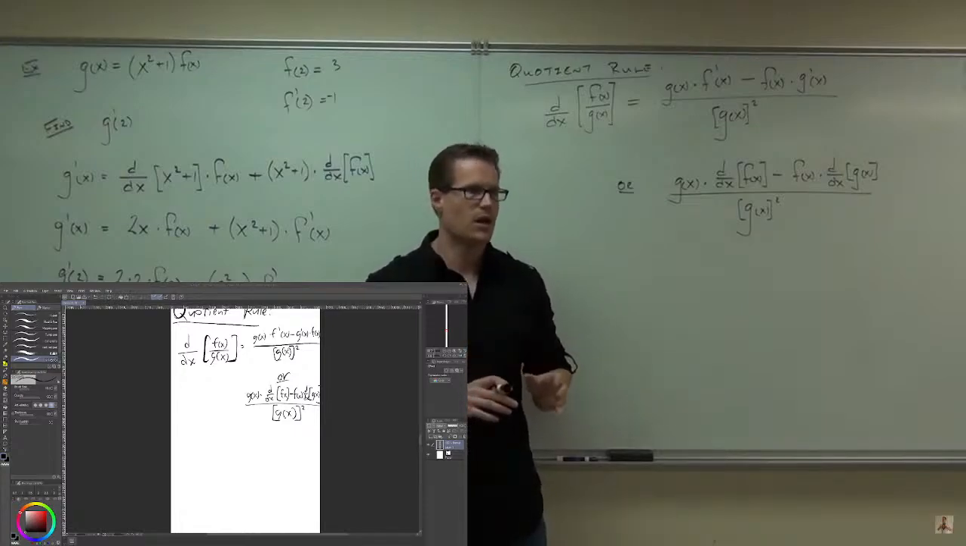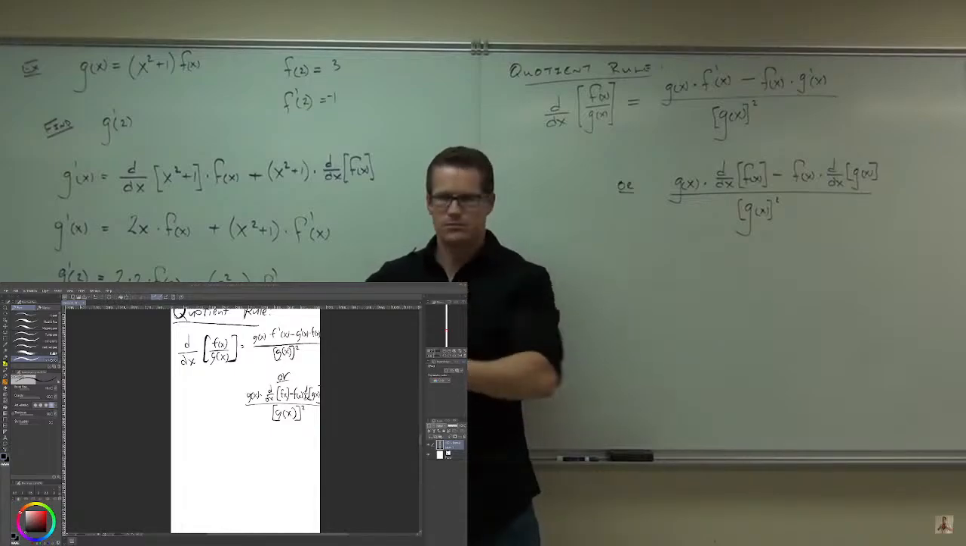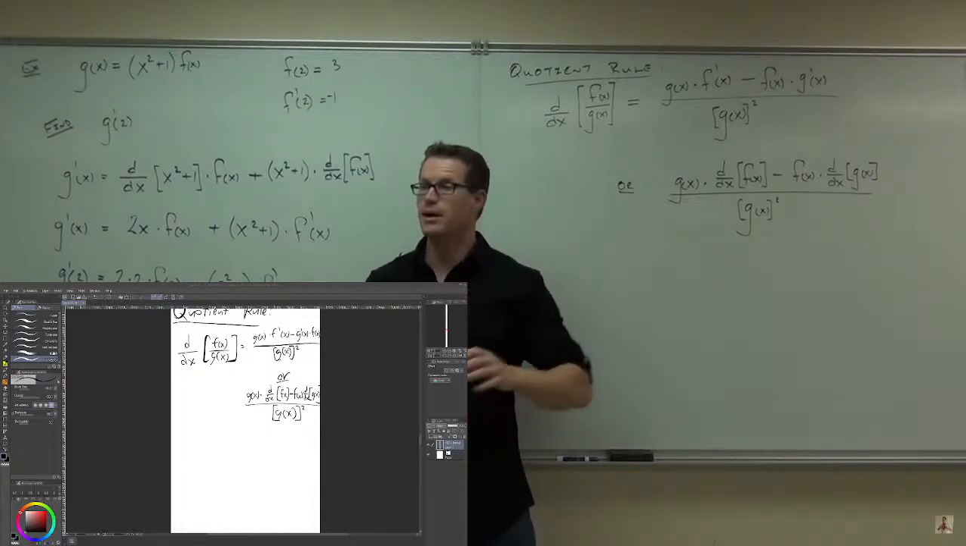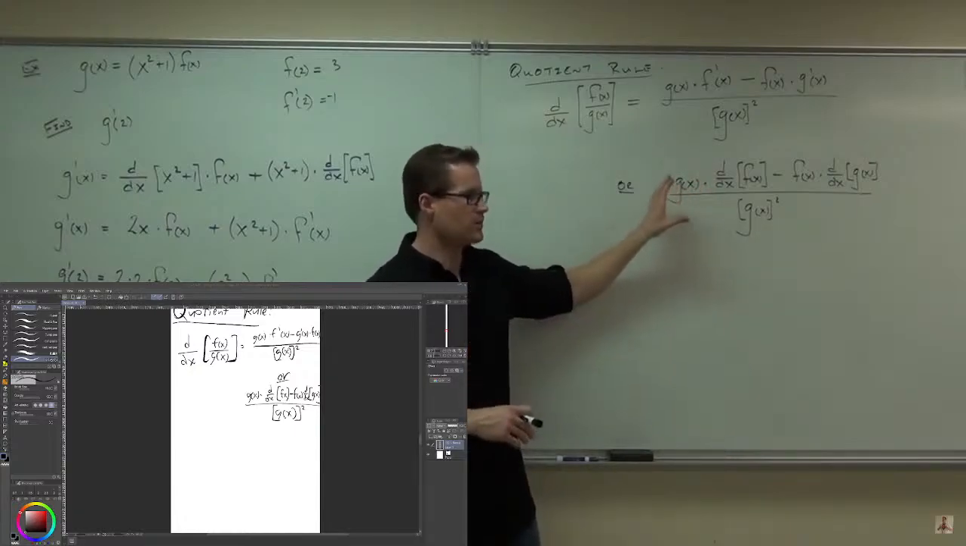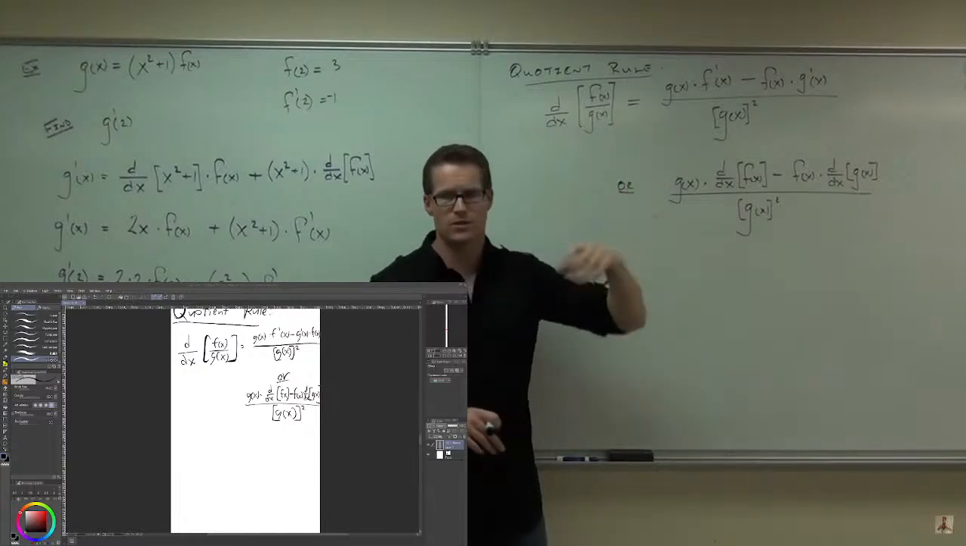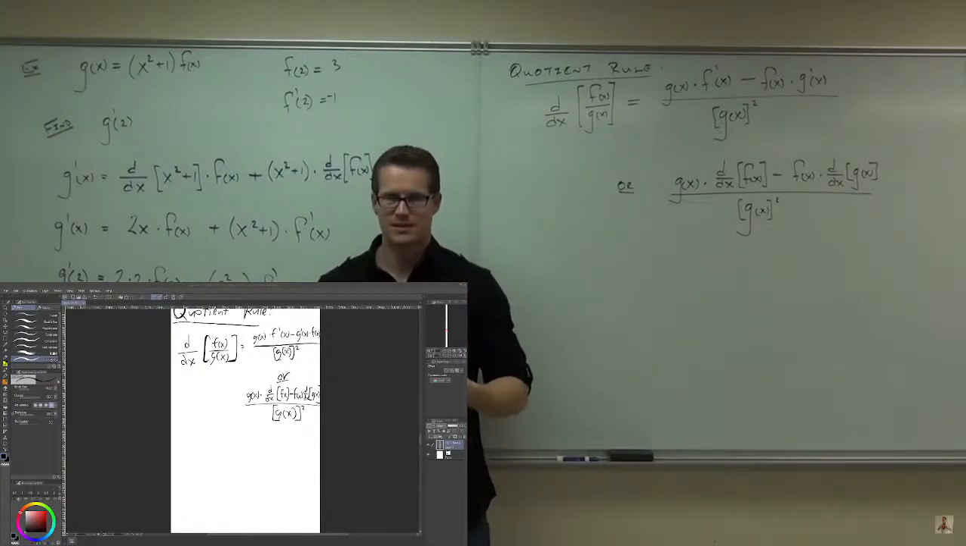That's not true with the product rule, is it? That one doesn't really matter, but this one very much so matters. That's why I like the mnemonic: low D high minus high D low, square the bottom. Do you have it? Shall we practice it? I think so.